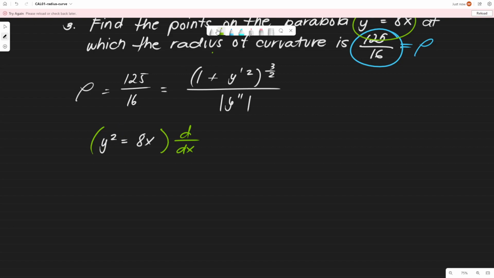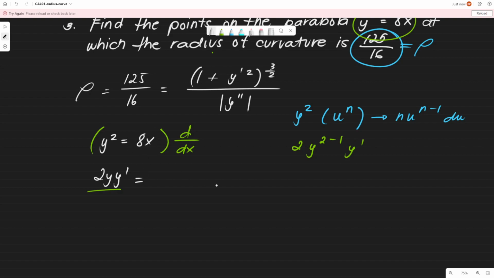So, the derivative of y squared is equivalent to 2y prime. Chain rule lang yan. So, we have y squared. Isipin niyo ano to? U raised to n. Diba, ang derivative ng u raised to n is n u raised to n minus 1 du. So, in this case, ano ang n natin? We have 2 times u, that is y, raised to n minus 1, 2 minus 1. Then, the derivative of y in respect to x is y prime. So, 2 minus 1 is 1. So, we have 2y prime. Ito na yun. Okay? So, our 2y prime is equivalent to the derivative of 8x in respect to x, which is simply 8.